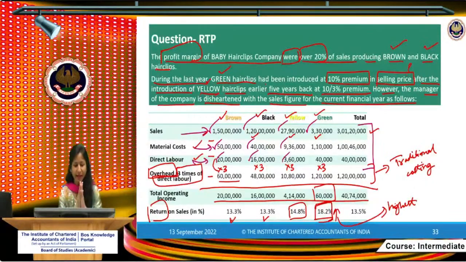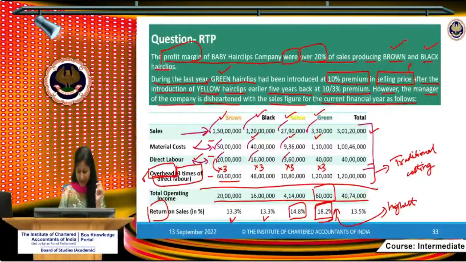There was a company which is manufacturing hair clips: brown, black, yellow, and green. So there are 4 products. We have sales, material, labor, and overhead, here given as 3 times of direct labor. So obviously this sheet given is the traditional costing method that the company is following.